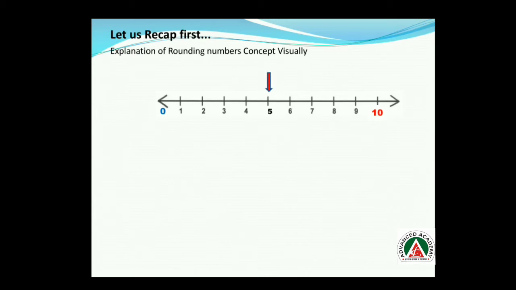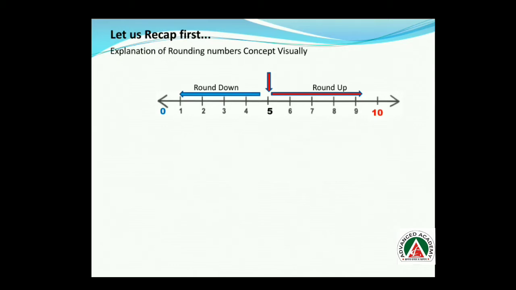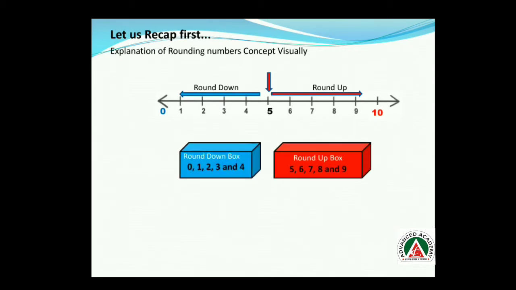For that we drew a number line, and we came to know that 0 is the lower limit, and 10 or 100, whatever the highest limit is, that is the upper limit, and the middle is 5. And we get two kinds of numbers, round up and round down. We kept those numbers in boxes. The numbers which consist of 0, 1, 2, 3, 4, these digits are round down, and the numbers 5, 6, 7, 8, 9 are the round up numbers.